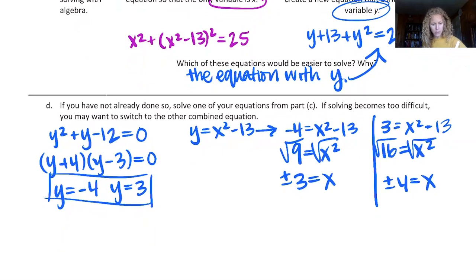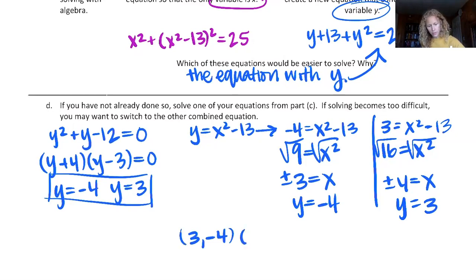On this side we had a y of -4, and on this side we have a y of 3. Since there are 2 x values, we've got a bunch of points. We have 3 comma -4, -3 comma -4. We also have 4 comma 3, and we have -4 comma 3.